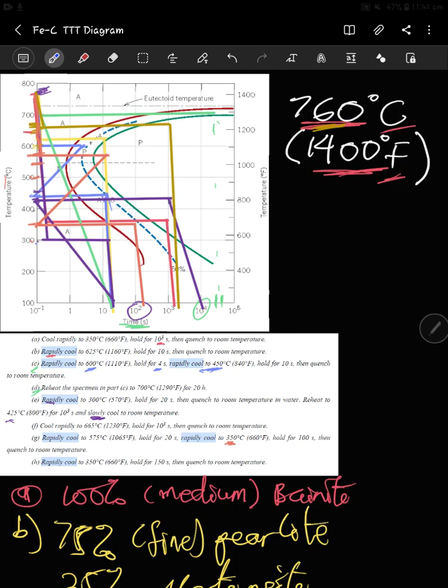Yeah, blue. So 350 is about here, right? If we rapidly cool to 350, we are holding for 150. So you see 150 is not directly there. So how do we go about that?